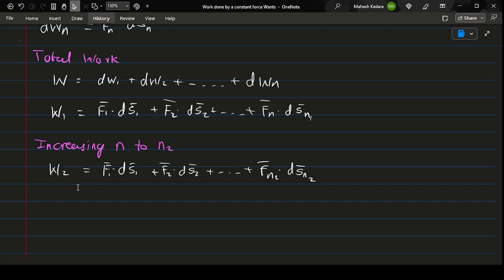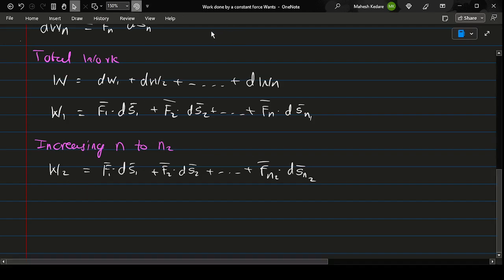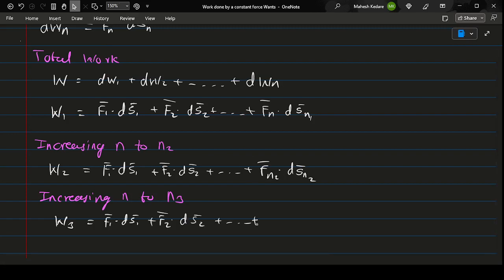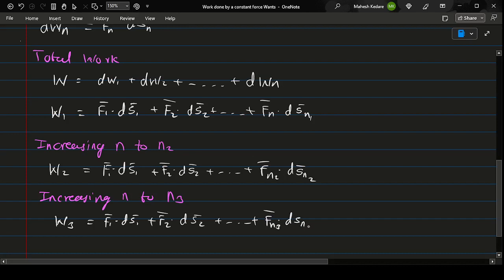Nevertheless, it may not be exactly the true value of work. We can move still closer to the true value of work, again by increasing the number of divisions of the entire path and making the individual displacement still smaller in length. So again we increase n to n3, and we calculate W3 similarly as the sum of Fn3 bar and DSn3 bar.